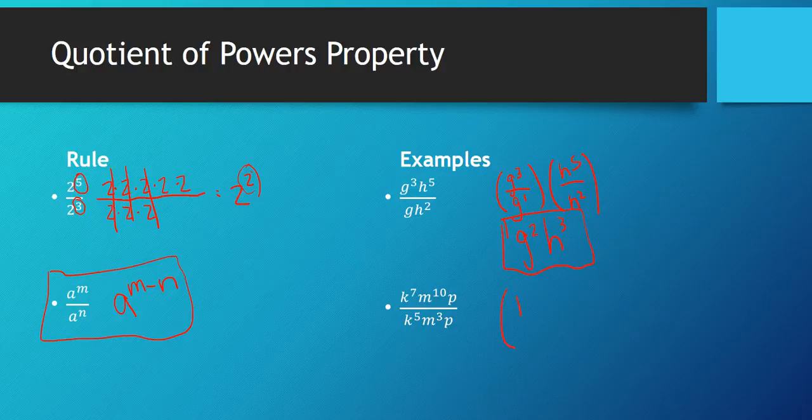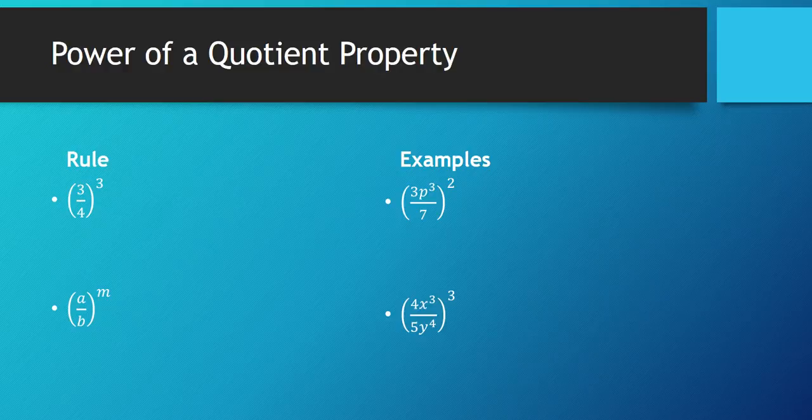Alright, the next example, we have the k's, the m's, and the p's. So k, 7 minus 3 is 4, so k to the 4th, 10 minus 3 is 7, so we have m to the 7th. And for p's, they're both to the 1st power, so we have nothing left because they cancel each other out. So I don't have to write p's. This would also be p to the 0, which equals 1, and we'll talk about that on another slide.